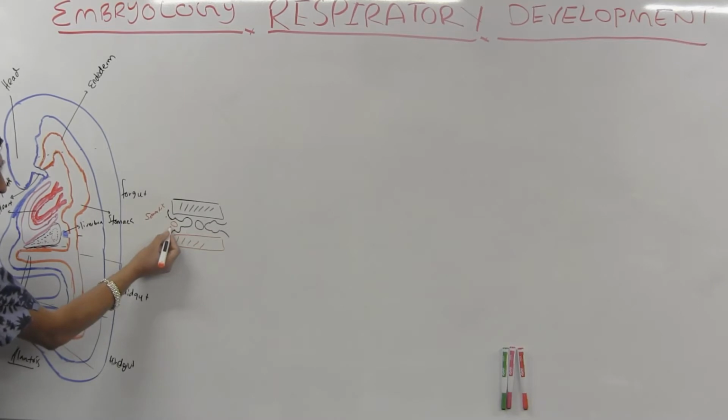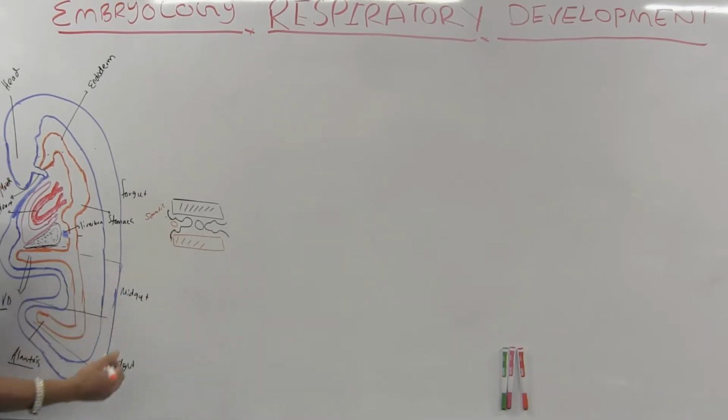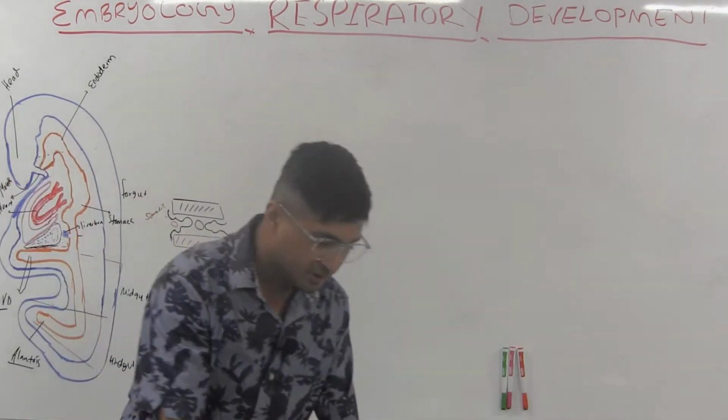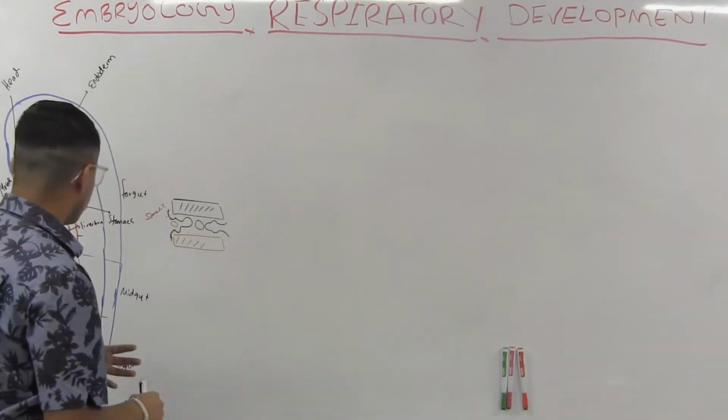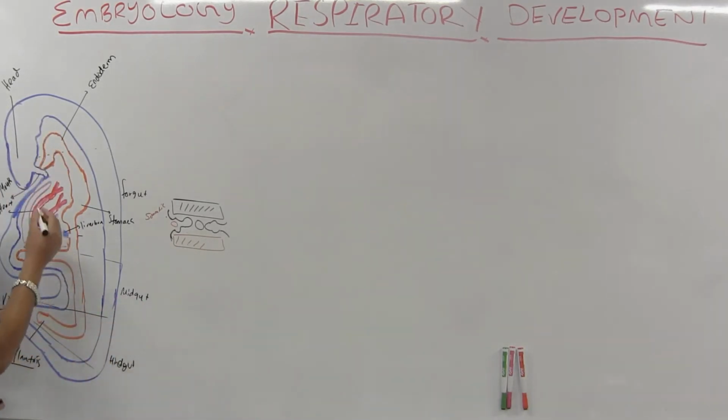Later those intraembryonic coeloms come and fuse together, and they give rise to the pleural cavities here, and this one is going to be the pericardial cavity. All right, so this is what I was referring to.